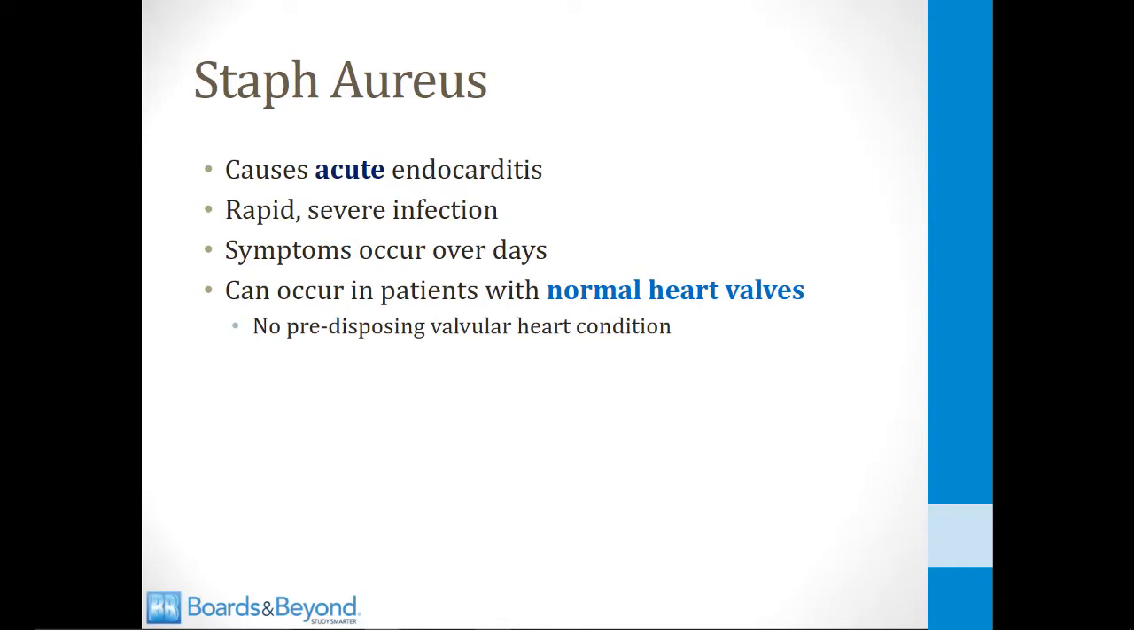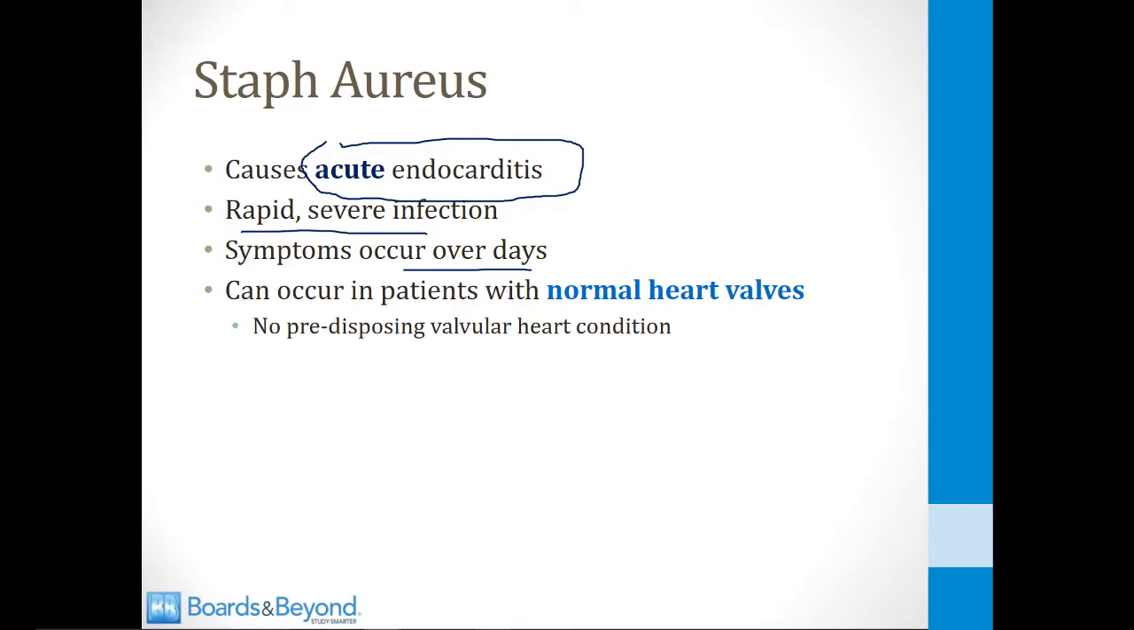Staph aureus is a very dangerous bacteria when it causes endocarditis. It causes an acute form of endocarditis, and by acute, I mean that patients get sick very quickly. It's a rapid onset severe infection. The symptoms develop over days. These patients often have tachycardia, and they can have low blood pressure and respiratory distress, all from a severe inflammatory response that comes on quickly.